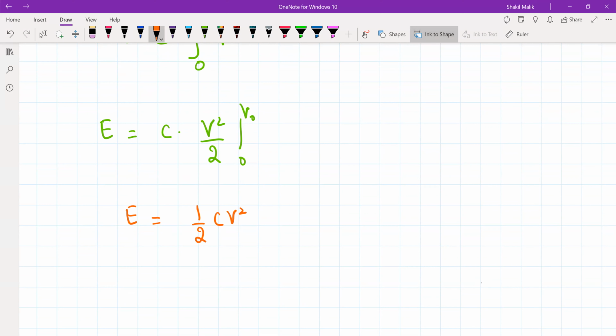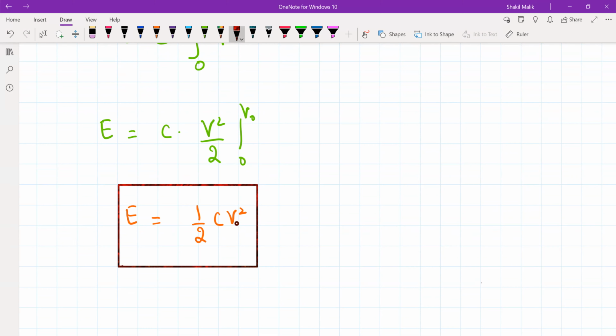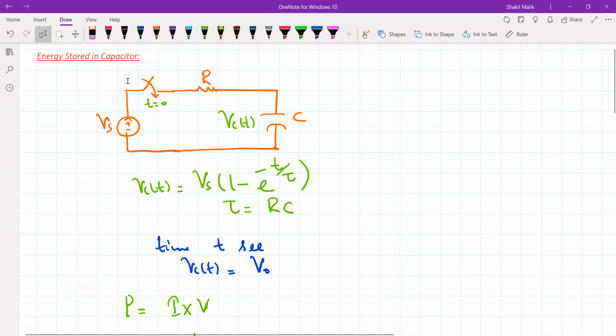After substituting these limits, we get the energy will be 1/2 of CV0 square. So the energy stored in this capacitor after time t seconds is 1/2 of CV0 square, where V0 is the voltage across the capacitor at time equal to t. Okay, that's important. So this much is the energy stored in this capacitor after we connect it to a source like this. All right.